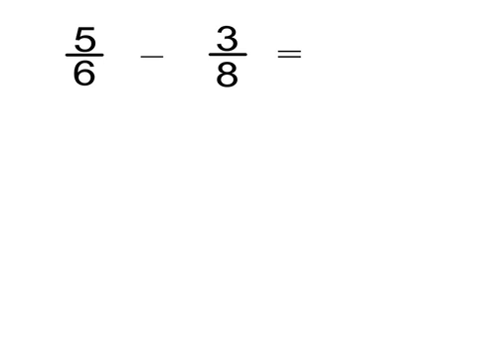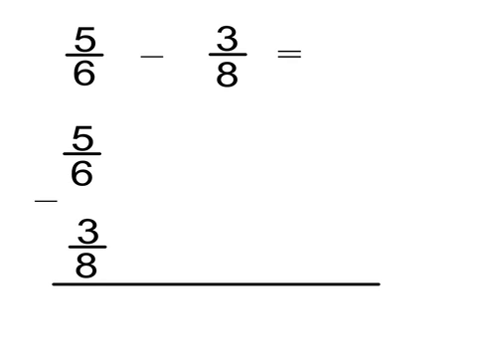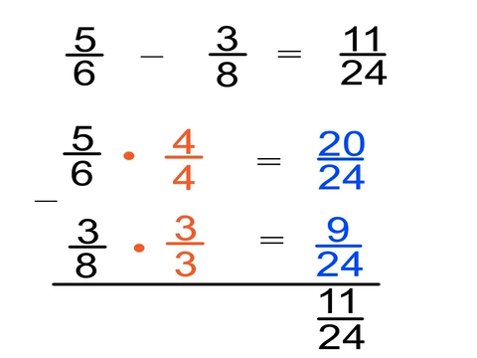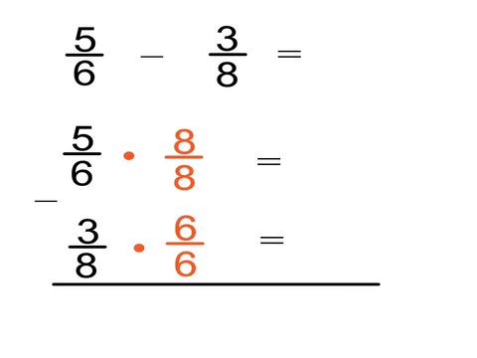Let's do 5/6 take away 3/8. We write them vertically to show our work. The lowest common multiple between 6 and 8 is 24, so we need to multiply the 5/6 times 4 over 4, and the 3/8 times 3 over 3 to get 20/24 take away 9/24, which of course is 11/24, and that's our answer to this problem.